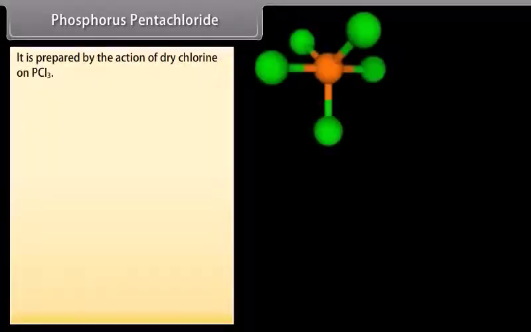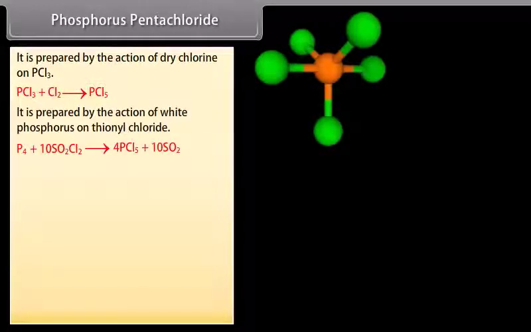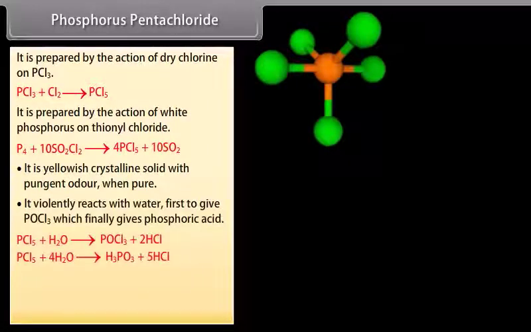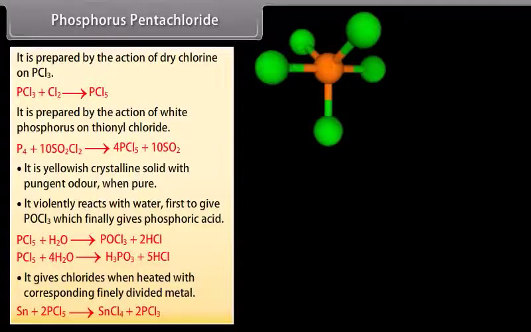Phosphorus pentachloride. It is prepared by the action of dichlorine on PCl3. It is also prepared by the action of white phosphorus on thionyl chloride. It is a yellowish crystalline solid with a pungent odor when pure. It reacts violently with water, first to give POCl3, which finally gives phosphoric acid. It gives chlorides when heated with the corresponding finely divided metal.